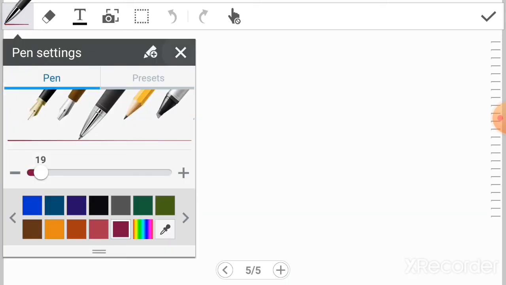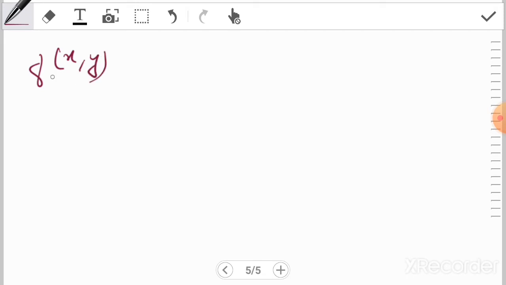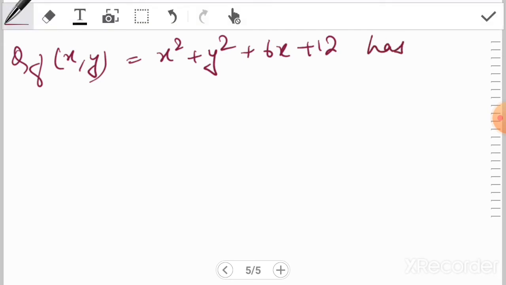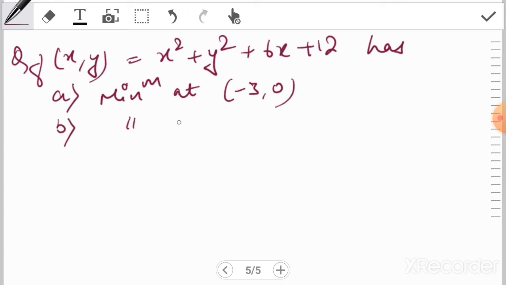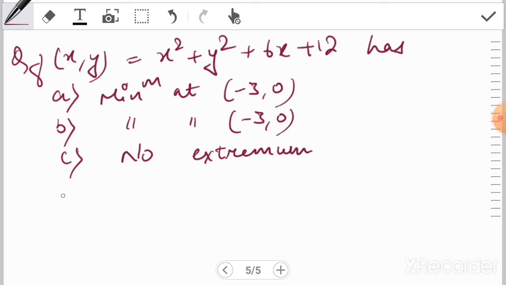Let us take a function f(x,y) = x square plus y square plus 6x plus 12. So, okay, you have to try this: a, minimum at minus 3 comma 0; b, maximum at minus 3 comma 0; c, no extreme values; and d, none.